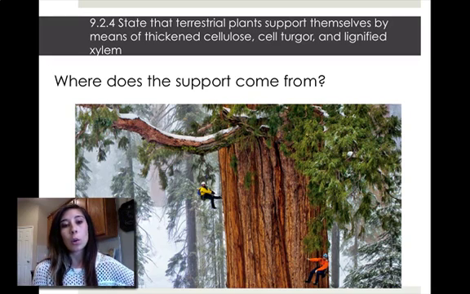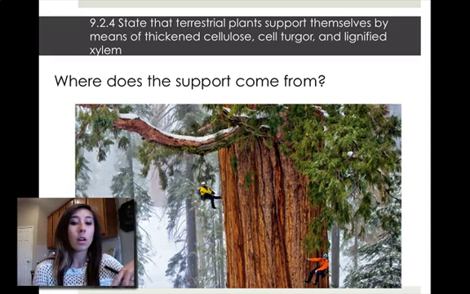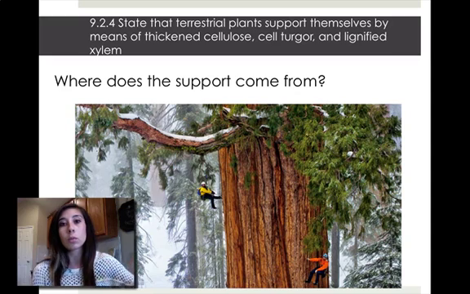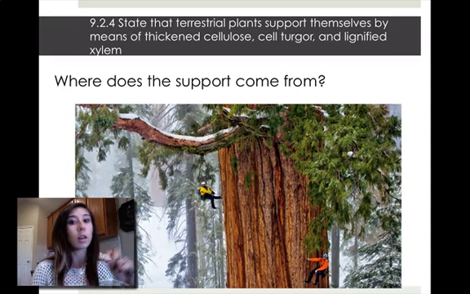And I guess the question that should be asked is, where is this support coming from? How is this tree that is really tall, very heavy, how come it's not falling over? It's not necessarily that the roots are, quote unquote, strong enough to hold the plant up. It's actually things that are happening inside of the structure of the tree itself.